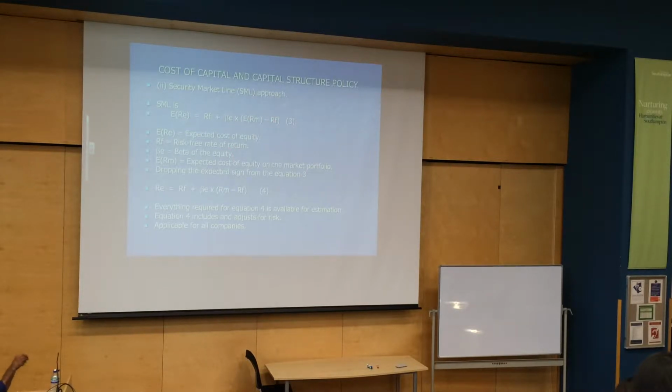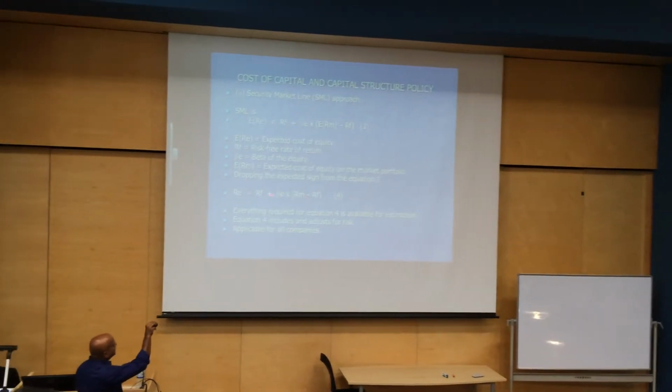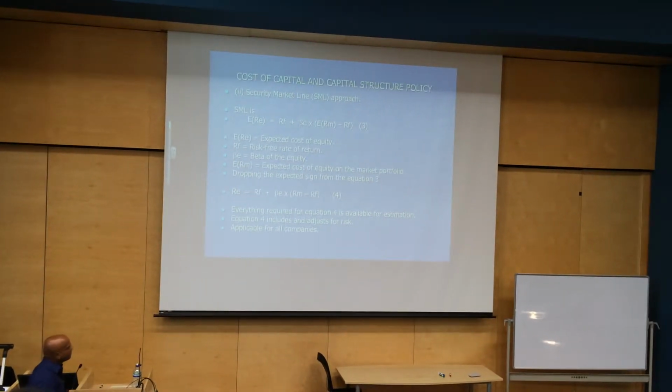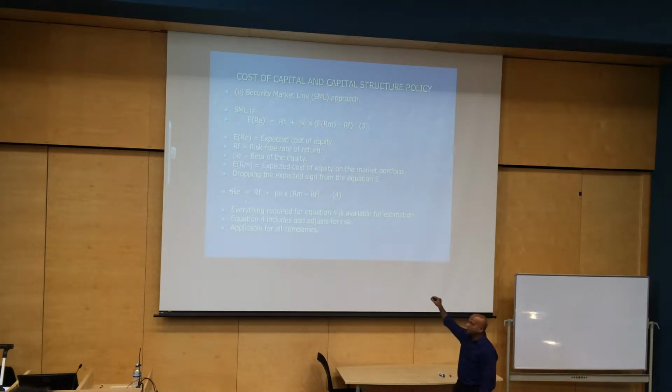If you drop the expected sign, the actual security market line is equal to that. This is the expected security market line because it's based on expected value. But if you drop the expected sign and the actual return, the actual security market line is equation 4. Everything from this is available from estimation. We know the market return today, we know the risk-free rate, and we know the beta. These things are all available. And if you go by that, then we can find that.